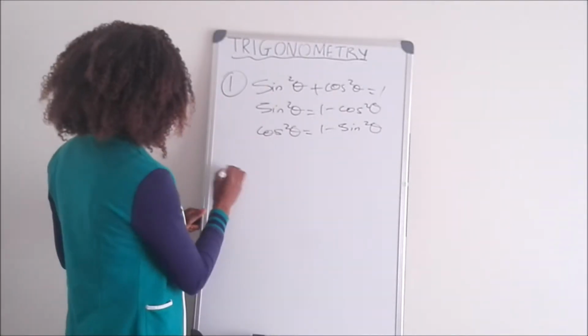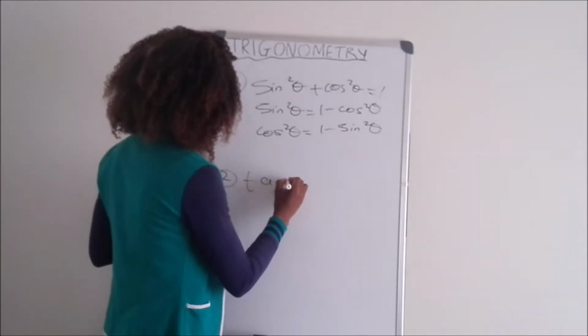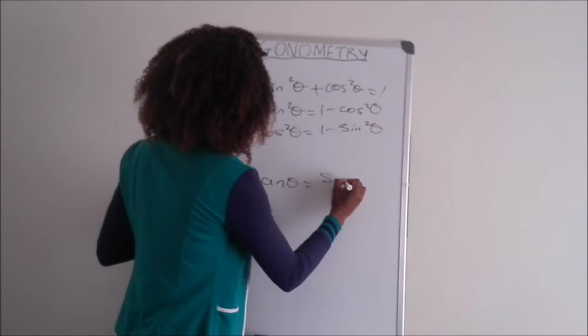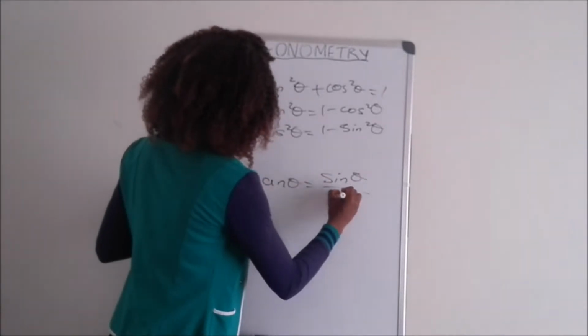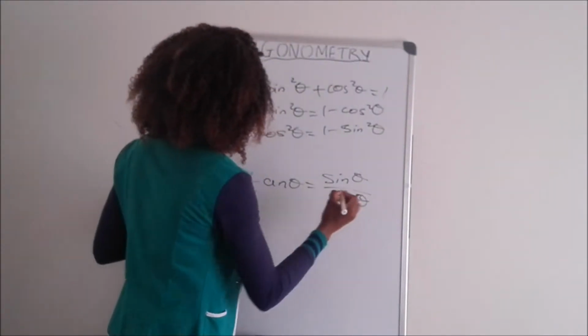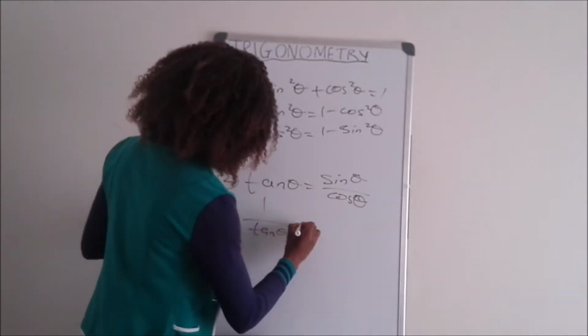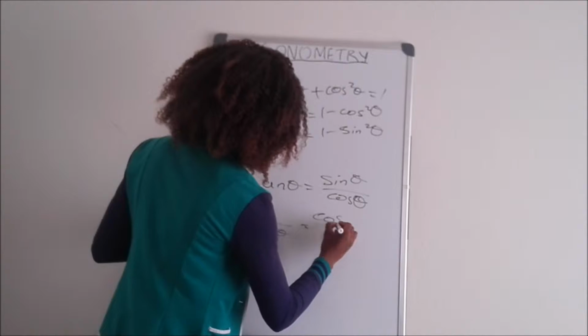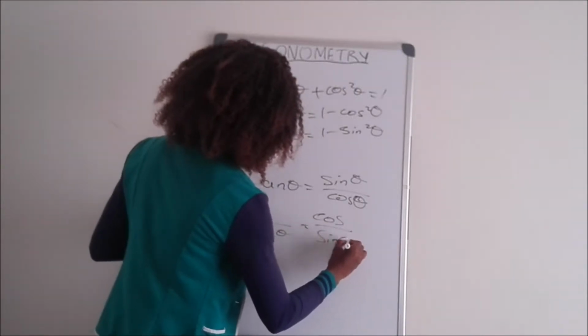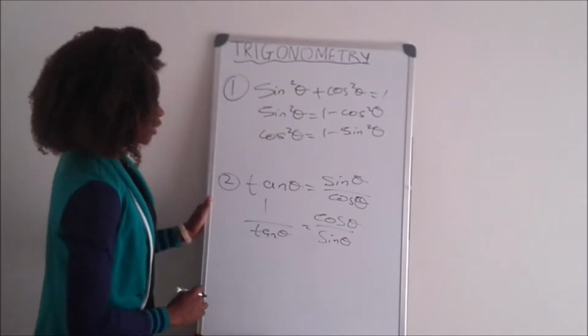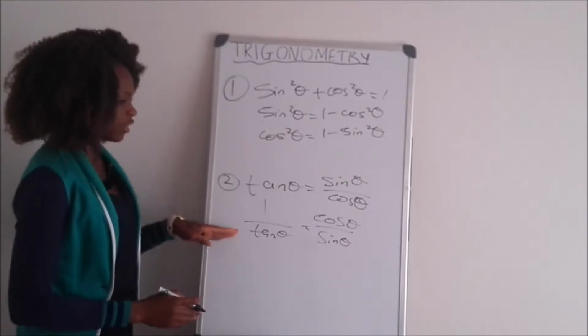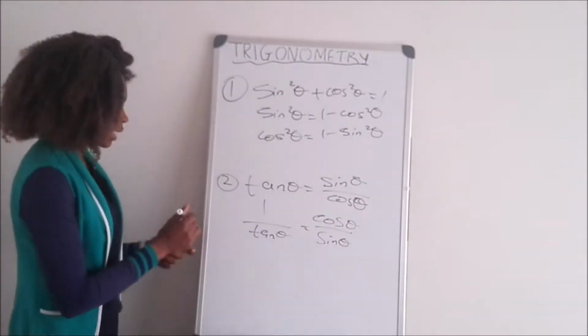The second identity, which is for tan, says tan theta is equal to sine theta divided by cos theta. From this one, if 1 divided by tan theta, then the answer will be cos theta divided by sine theta. It's when you have the inverse of the second identity.